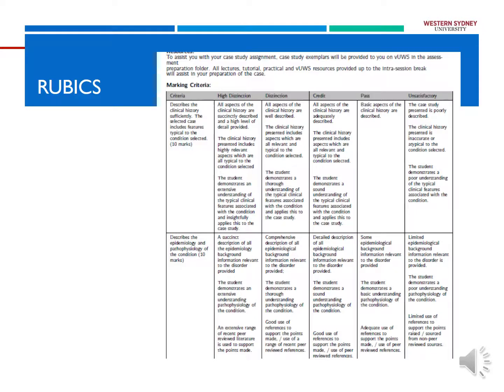It will also provide that the clinical history presented includes highly relevant aspects that are typical to the condition, so that they're relevant again to the condition, and so that you really understand how those typical features will apply to your case. On the other end of the spectrum would be the unsatisfactory, which basically says that you're describing the case really poorly. It's really disjointed, it's inaccurate, it's really not typical of the condition that you're presenting, you're not clear about your condition, so you're showing a poor understanding of the typical clinical features that you would expect to see in this condition.